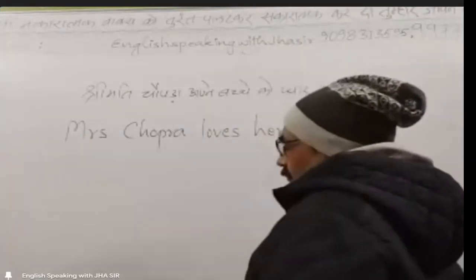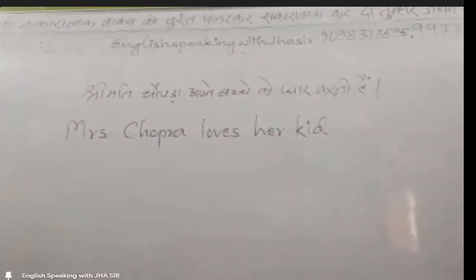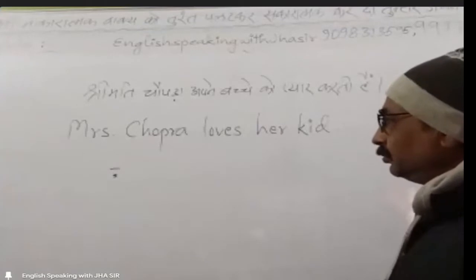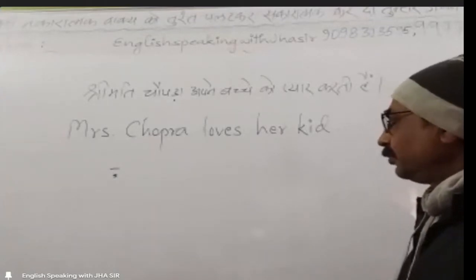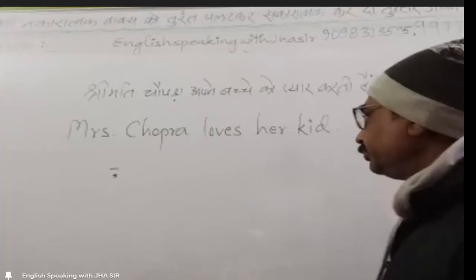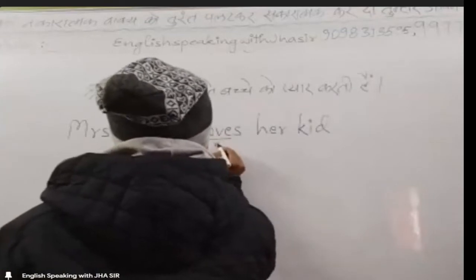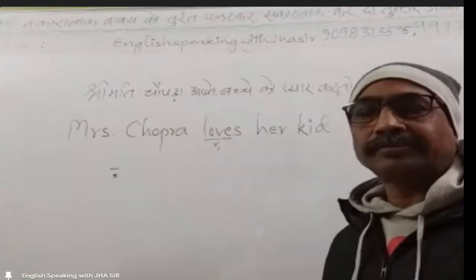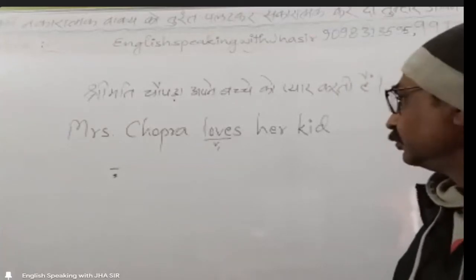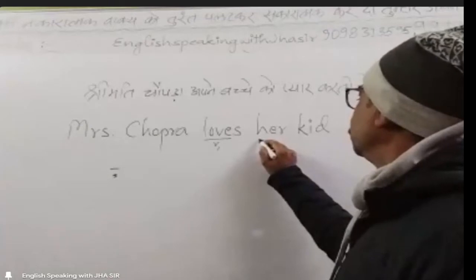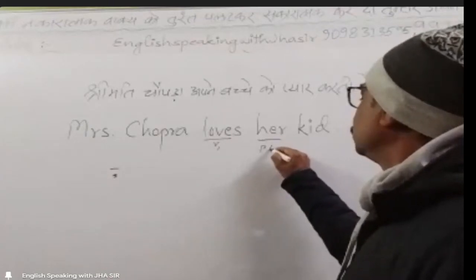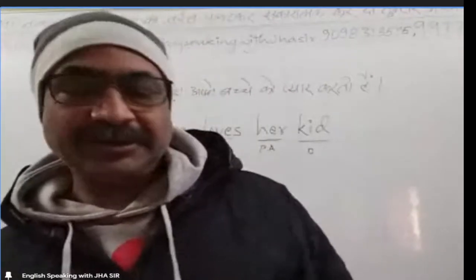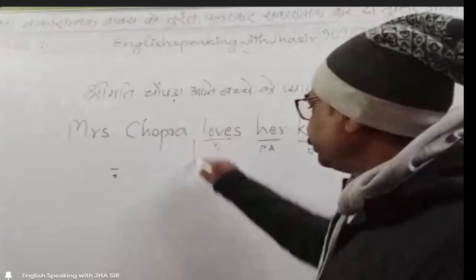What is the subject in this sentence, KK? Mrs. Chopra is the subject in that sentence. Yes, sir. Poonam ma'am, what is loves in that sentence? Love is the first form of the verb in this sentence, main verb. Okay, now you have to ask. Sarika, what is her in this sentence? Her is the possessive adjective here. Aparna D, what is the object in this sentence? Kid is the object in this sentence. Sarika, what is the helping verb in this sentence? Sir, there is no helping verb in this sentence.